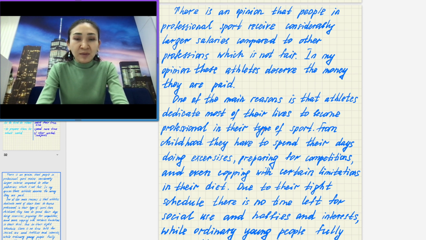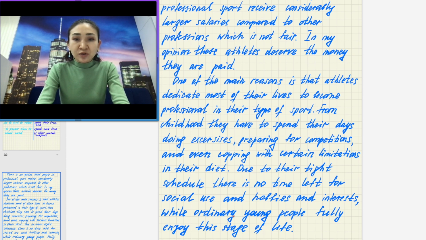their lives to become professional in their type of sport. From childhood, they have to spend their days doing exercises, preparing for competitions, and even coping with certain limitations in their diet. So, due to their tight schedule, there is no time left for social life and hobbies and interests, while ordinary young people fully enjoy this stage of life.